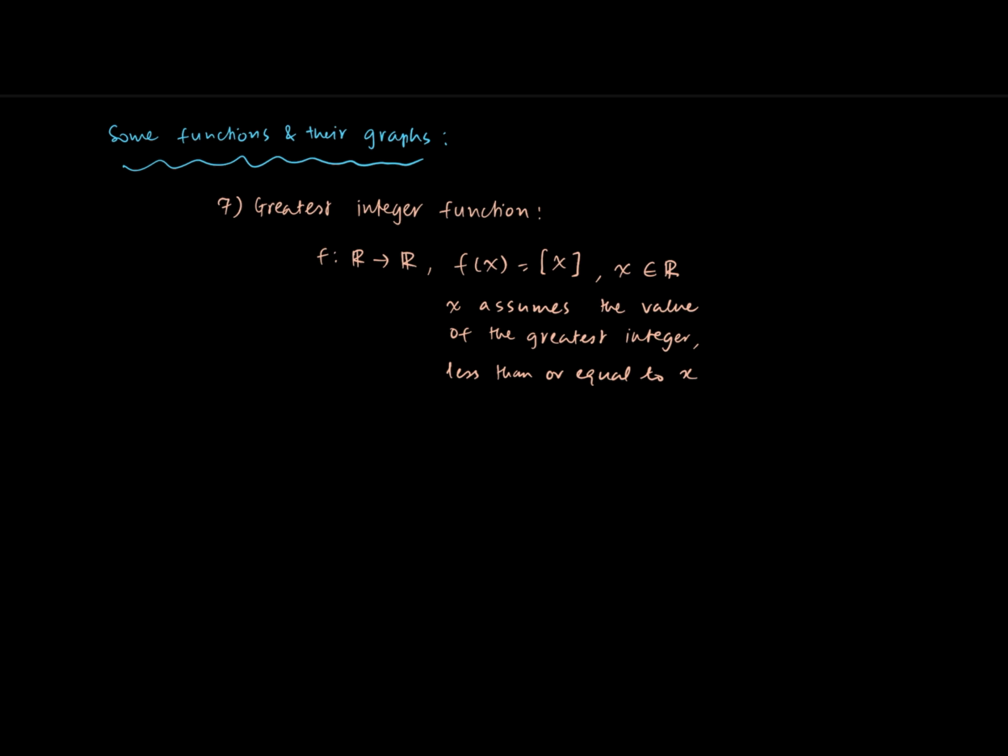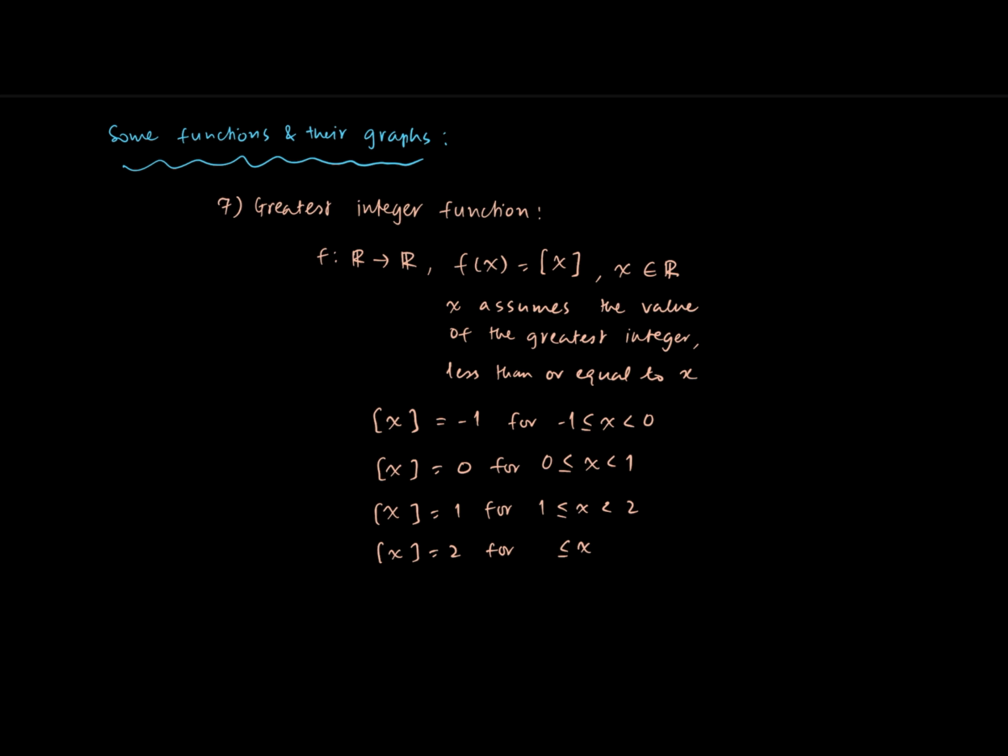So from this very definition, the greatest integer function will assume value negative 1 for x greater than or equal to negative 1 but less than 0. Similarly, this function will assume value equal to 0 for x greater than or equal to 0 but less than 1. Similarly, this function will assume value equal to 1 for x greater than or equal to 1 but less than 2. This function will assume value equal to 2 for x greater than or equal to 2 but less than 3, and so on.